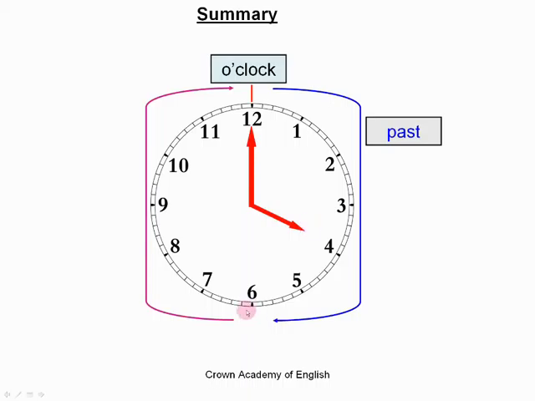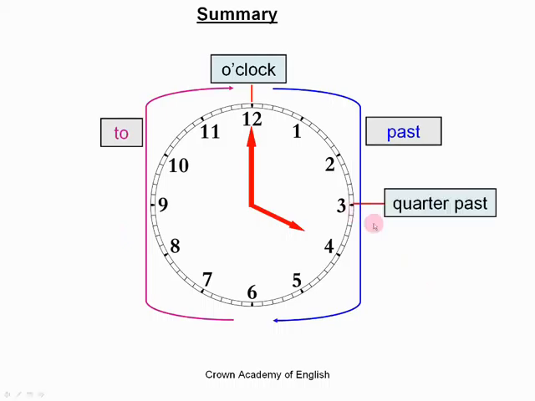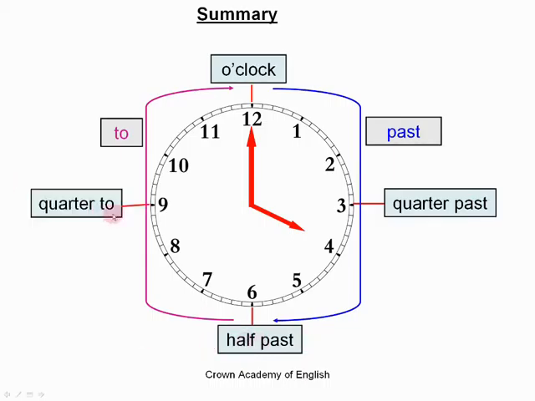And if the minutes are on this side of the clock, so after half past, and all the way up until the hour, then we use to. And 3 special cases. Here, if the minutes are here, we say quarter past. Here we say half past. And here we say quarter to. Okay, so that is quite a useful diagram for you.